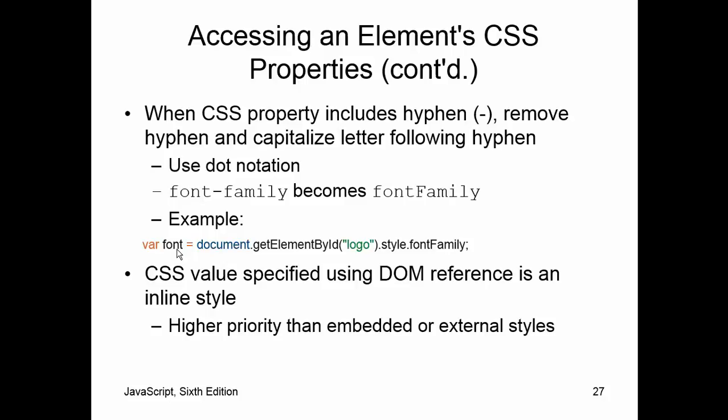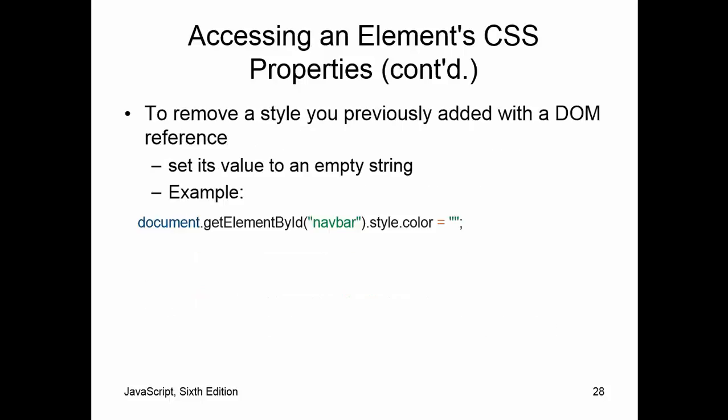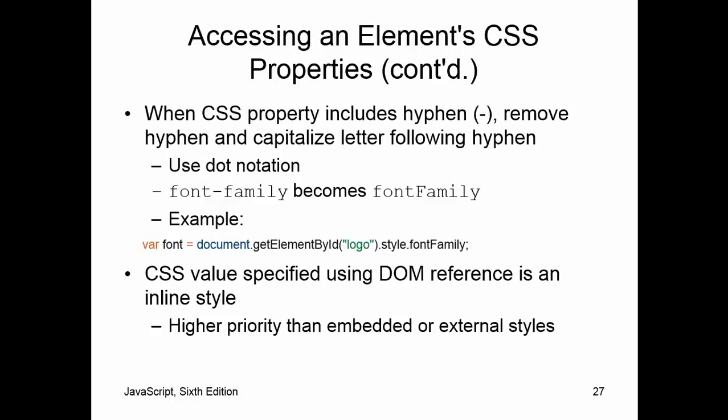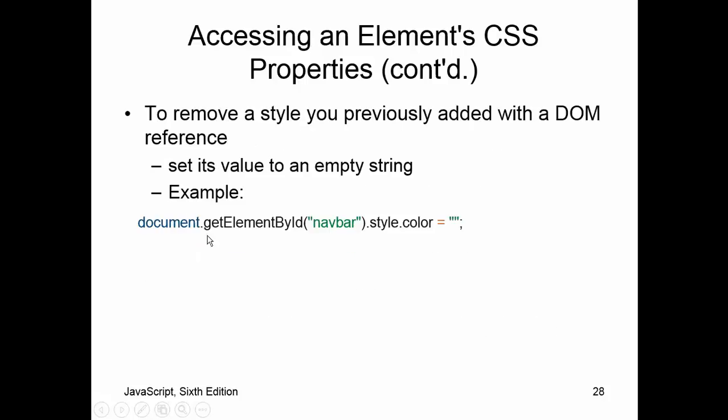They also mention here that the CSS style using the DOM reference is an inline style. So when we talk about cascading style sheets, and I mentioned it goes not from a major to a minor order, but from a minor to a major order, this is the highest priority, or just about the highest priority. All right. So here, what we did was we used what's called a get, because we're getting the font family and assigning it to a local variable. Here we're using it in what's called a set.